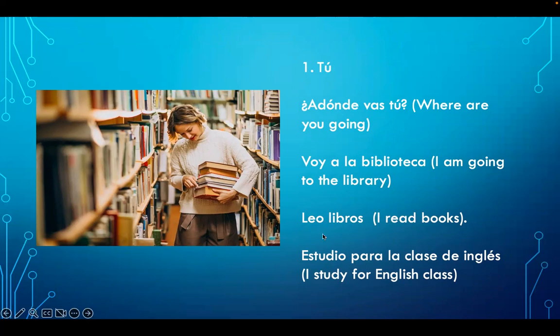Okay, now something that is special about Spanish is that sometimes when you write leo libros, it can also mean I am reading books, okay? And here, estudio para la clase de inglés, sometimes it can mean I am studying for English class, okay?